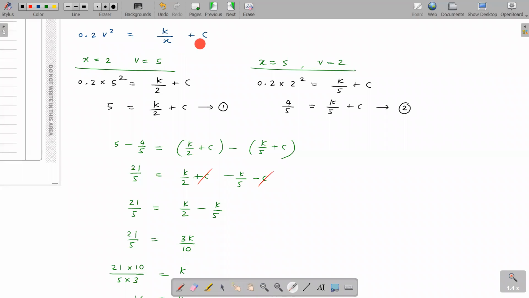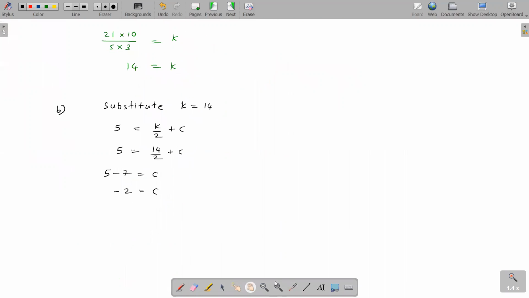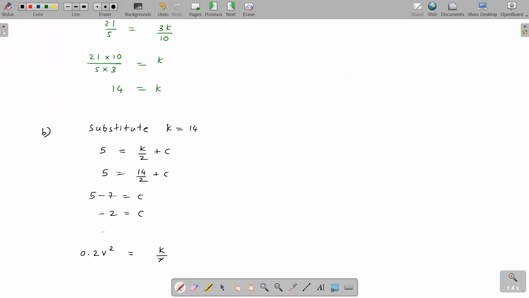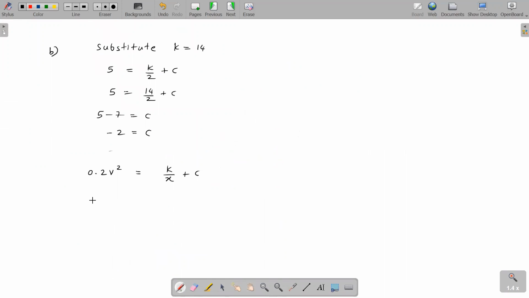Now let's input the c value into the main equation and get the velocity equation first. What is the main equation? 0.2 v square equals k over x plus c. K is 14, c is minus 2. So 0.2 v square equals 14 over x plus c, and c is minus 2.